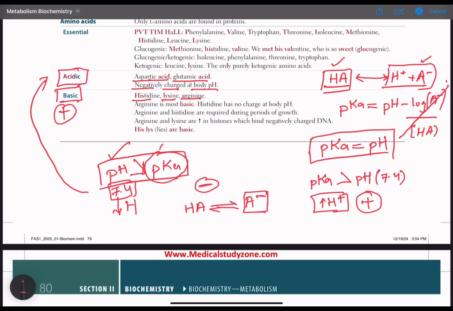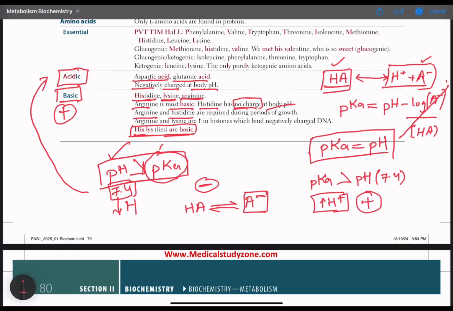Remembered by the mnemonic, "his lies are basic." Those having a girlfriend and boyfriend relationship would refer to this mnemonic. So his lies are basic: histidine, lysine, and arginine. Arginine is the most basic. Histidine has no charge at body pH, although it is basic.